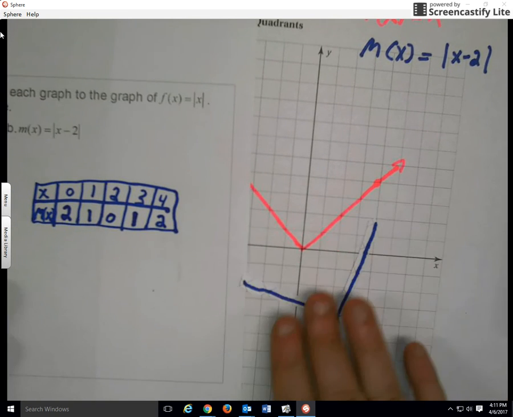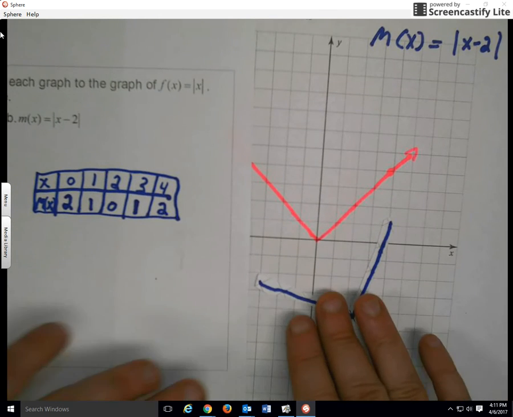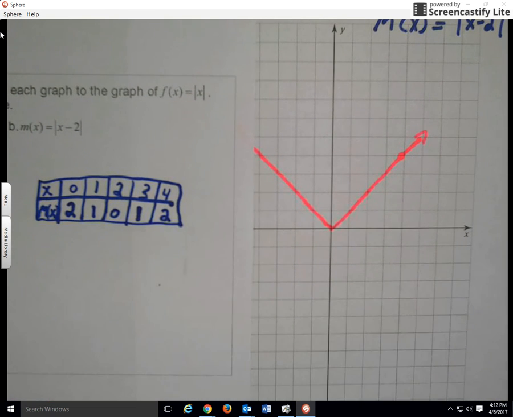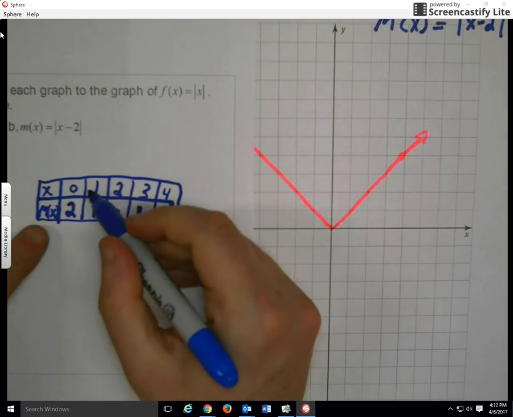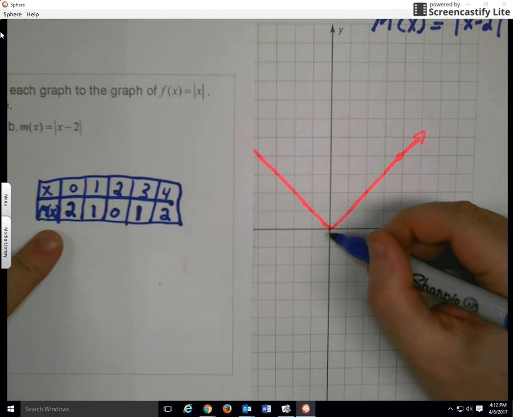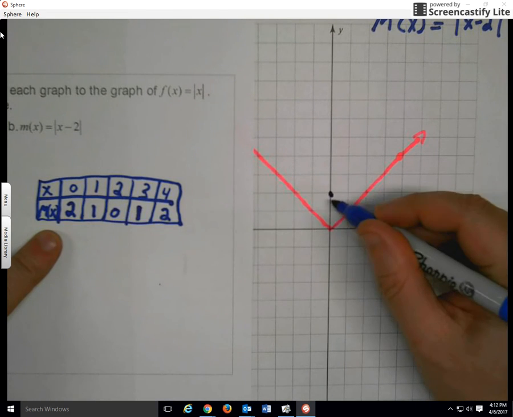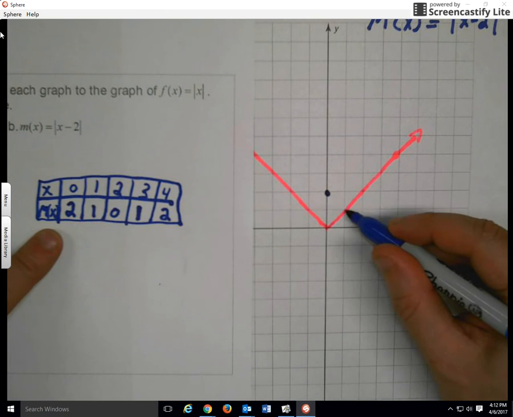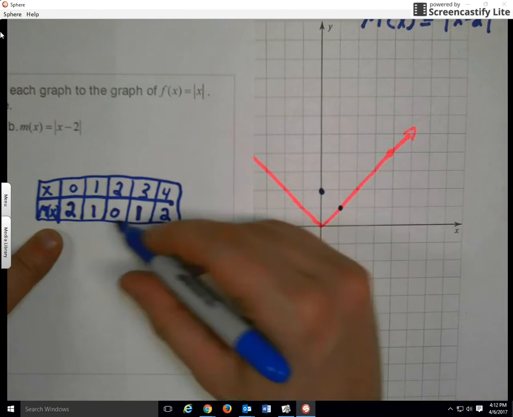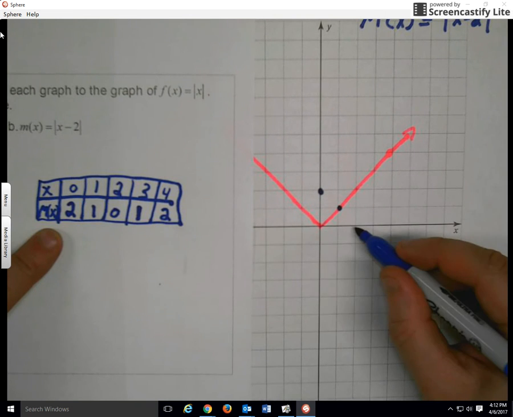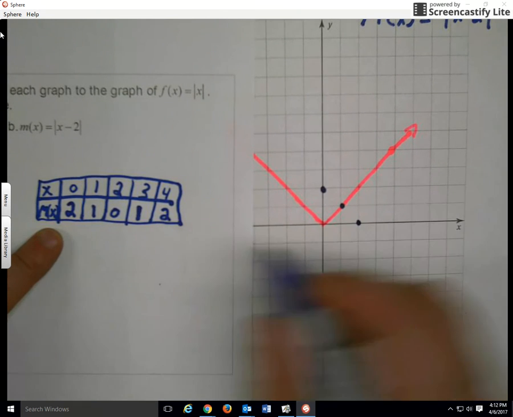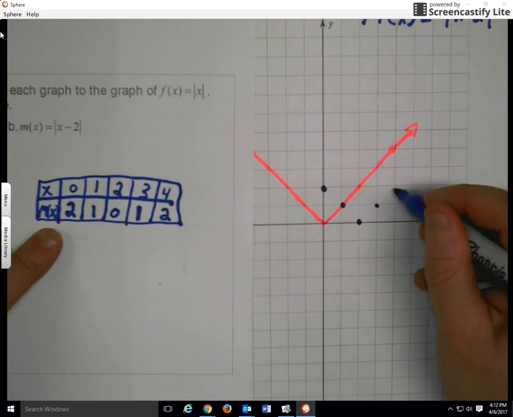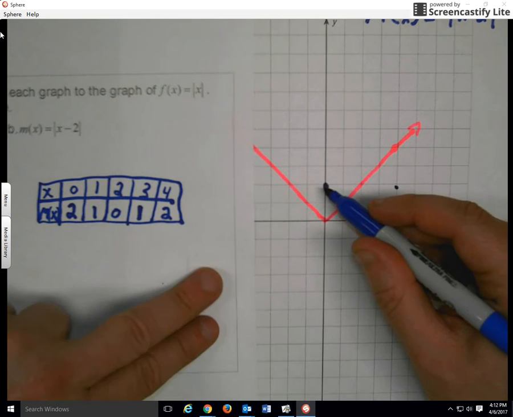But let's say there are 2 other ways you could do this. You could just use the chart, right? You could say if x is 0, the y is 2, and chart it. If x is 1, y is 1, and you could chart it. If x is 2, y is 0, and chart it. If x is 3, y is 1. And you could just do it this way, and you would come up with the same answer.